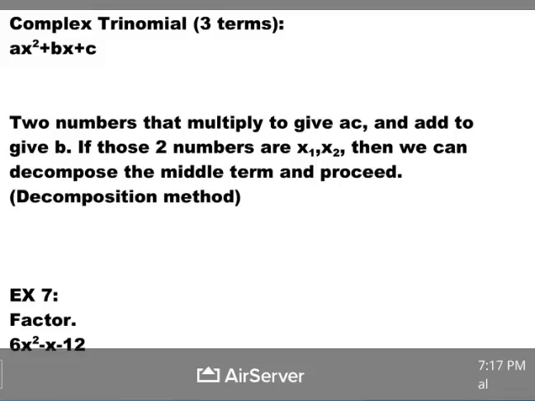You multiply a and c together, meaning this coefficient and this coefficient, and also you consider b. Now you are going to try to find two numbers whose product is ac, the multiplication of a and c, and whose sum is b. If you can find those two numbers, then you can express bx in terms of those two numbers, decompose the middle term, and continue with factoring. The best way to explain this one is with a couple of examples.